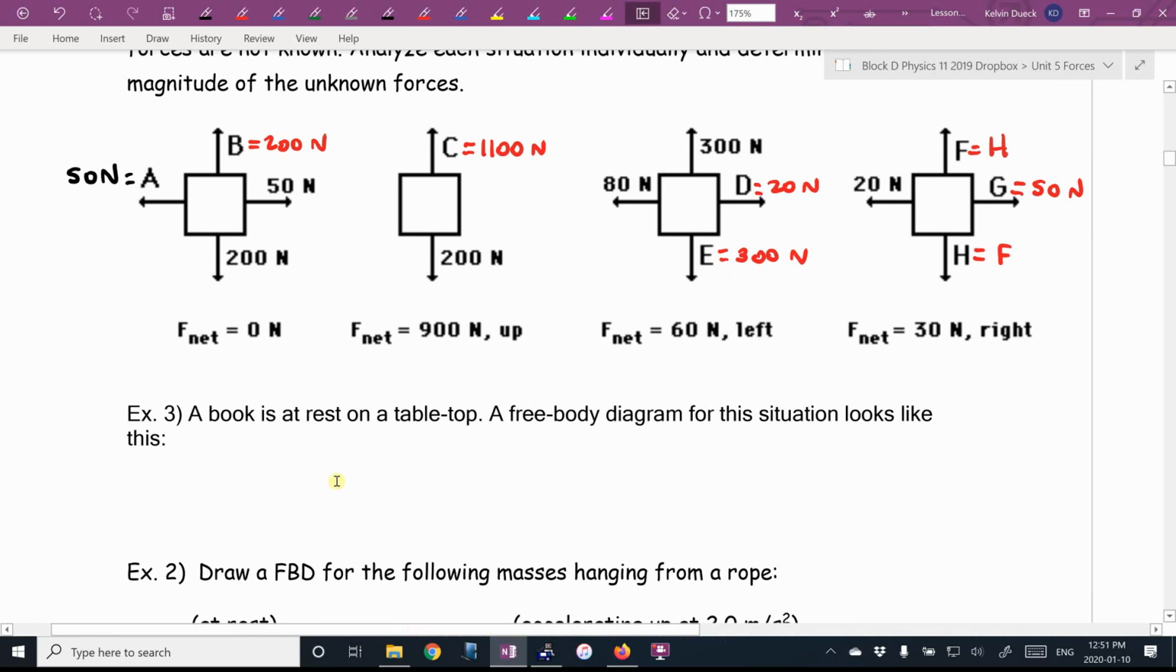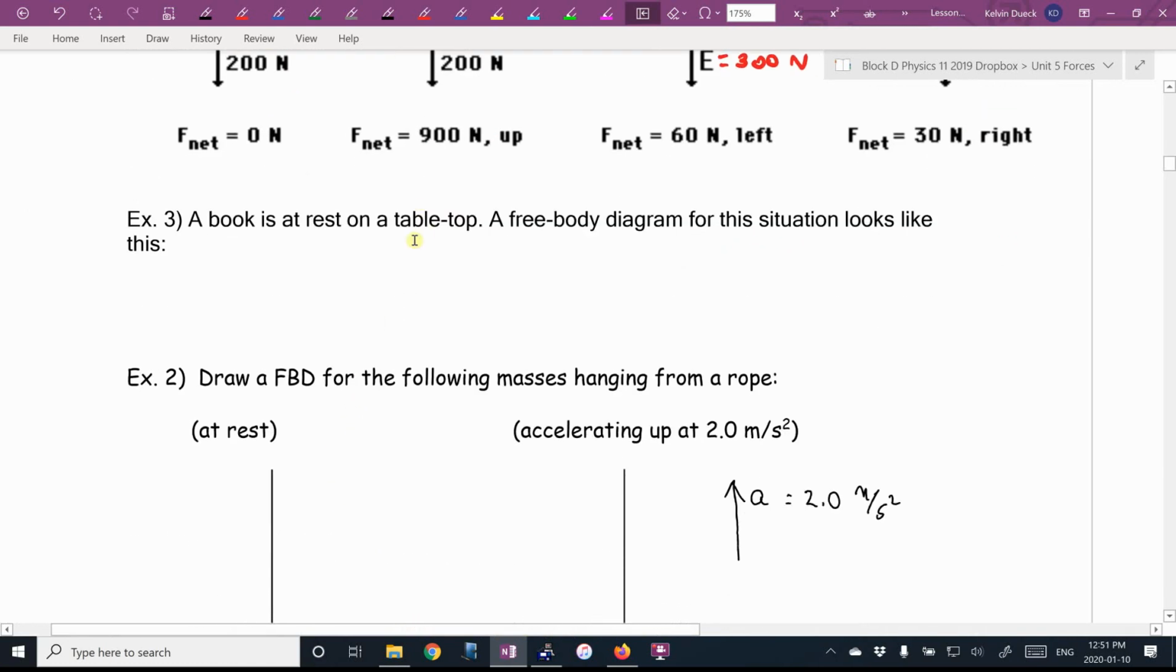I'd like you to look at a book at rest on a tabletop. You know what? Your binders. What would a free body diagram for this look like? So now let's do a true free body diagram. Let's represent the book with a dot.